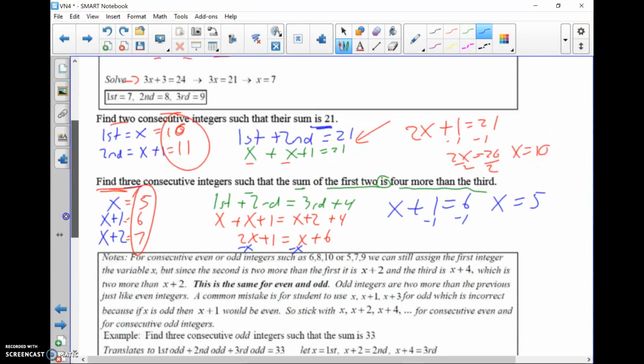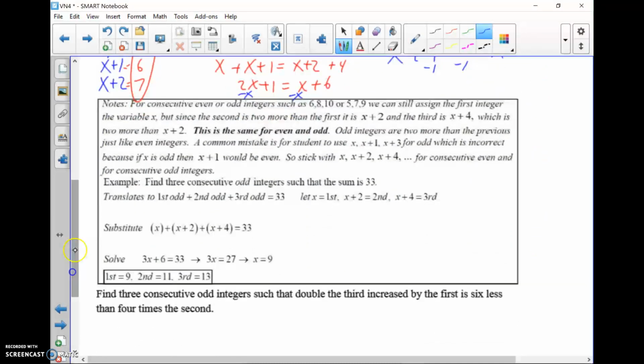So that's when the problem just talks about consecutive integers. But sometimes it gets a little bit more complicated by changing it to consecutive even or odd integers. So consecutive even would be like 6, 8, 10. Consecutive odd, 5, 7, 9, like the next even integer. Now we still assign the first integer the value of x, no matter what. Whether we're talking about even or odd, this doesn't change.